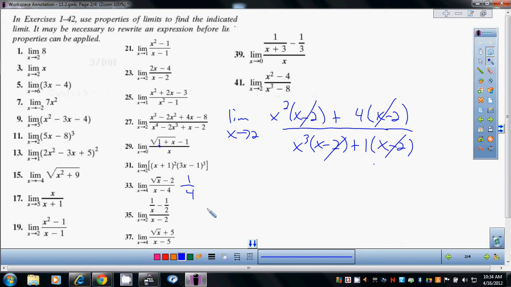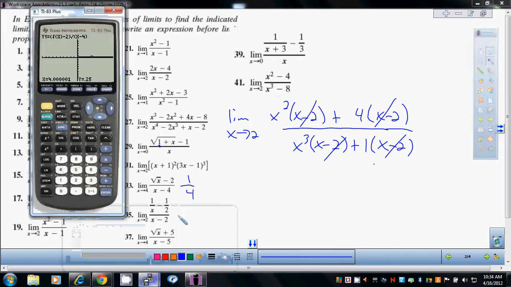35 is going to work very, very similarly. But we can plug that one in too. Let's see. Y equals. Now you're going to need lots of parentheses. One for the entire numerator, the other for just our smaller fraction first. 1 divided by x minus 1/2. Close off the entire numerator. Divided by denominator x minus 2. Close parentheses. There it is.